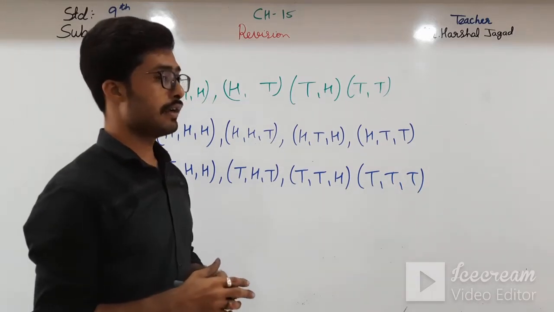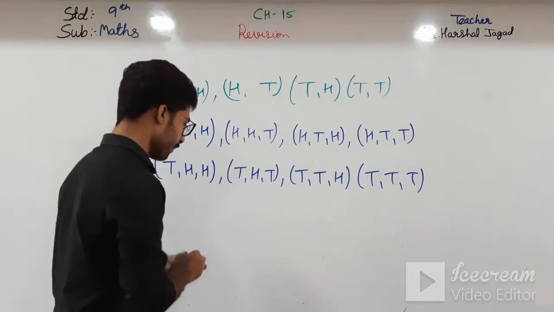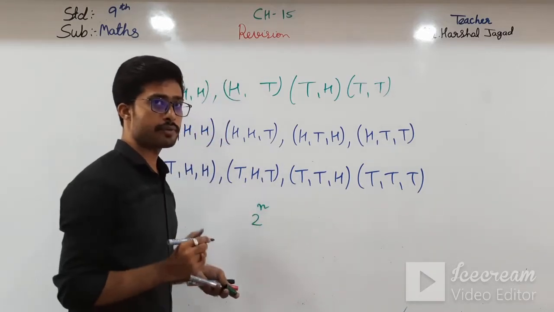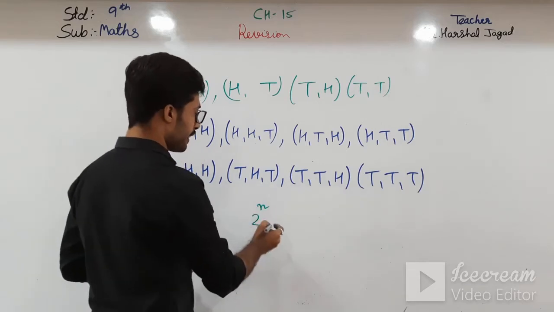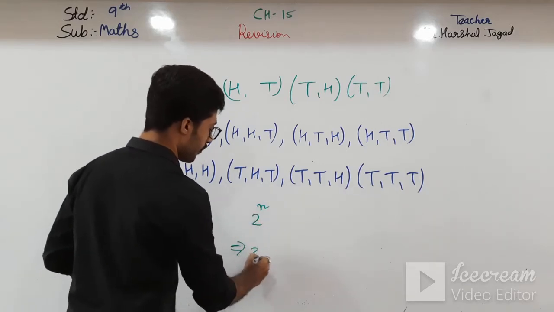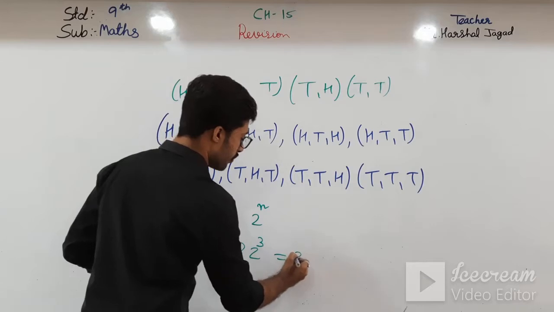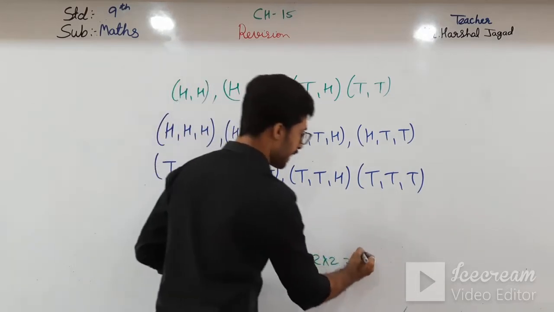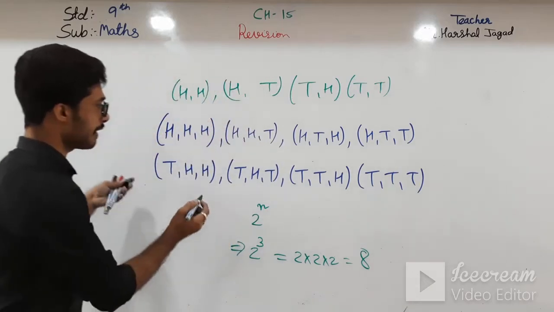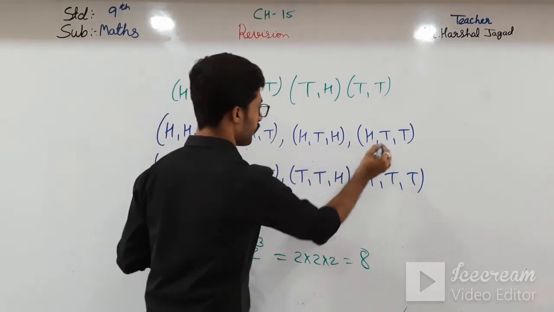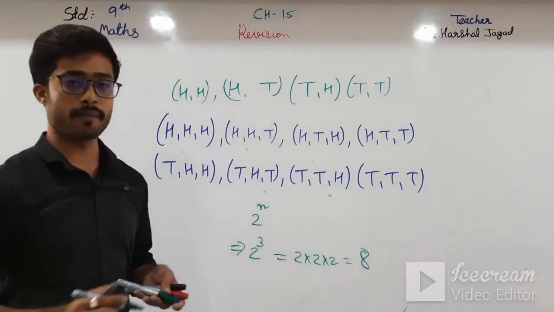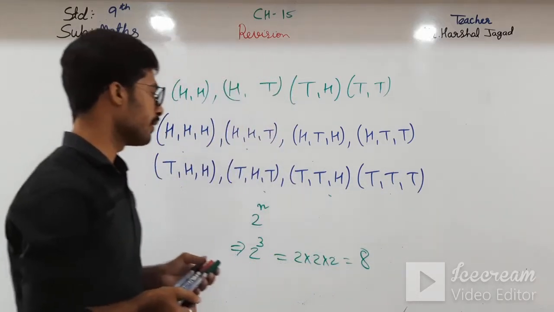Okay students, if we know how many coins there are, then 2 raised to n, we have seen that formula. So 3 coins are there, so 2 raised to 3, 2 into 2 into 2, that is 2 2s are 4, 4 2s are 8. Let us count: 1, 2, 3, 4, 5, 6, 7, 8. Yes, there are 8 outcomes that we have listed over here.